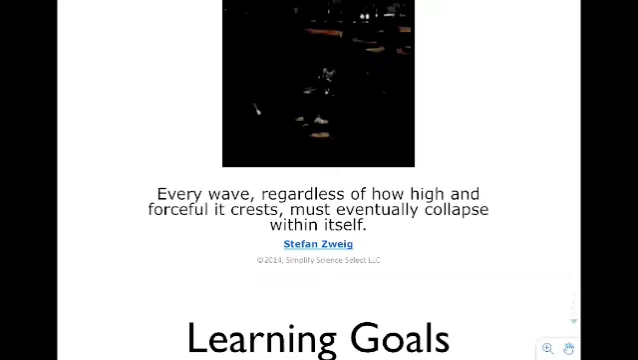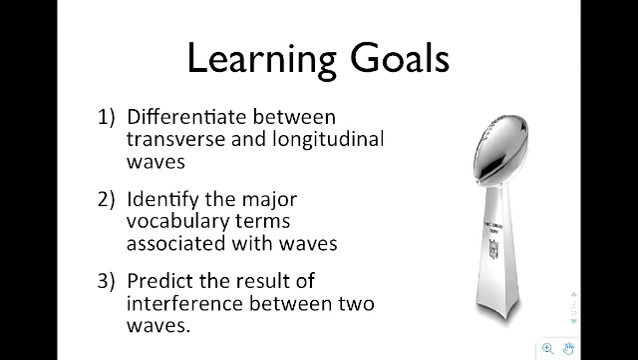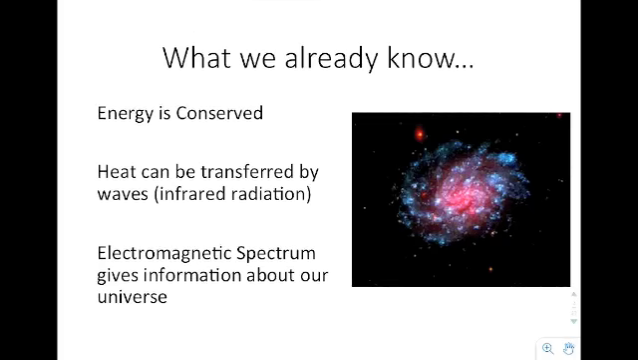Okay, so let's take a look at our learning goals. Our learning goals for this particular presentation are, number one, that you be able to differentiate between a transverse and a longitudinal wave. So that's going to be an example of using vocabulary. Next, we want to identify the major vocabulary terms associated with waves. There's a lot of vocabulary in this particular unit, and we want to be able to predict the result of interference between two waves.